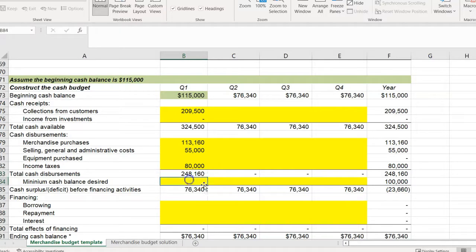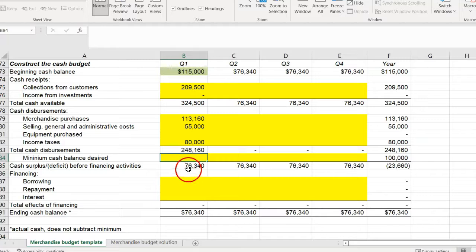$248,160. Now we need to consider, do we need to keep a minimum balance? So if you're looking at this right now, we've got a balance of $76,340 theoretically in our bank statement as of the end of quarter one. And that is a surplus. It's a positive number, so it's a surplus. A negative number would be a deficit. We've got $324,500 coming in. Subtracting out our $248,160 gives us our figure of $76,340.